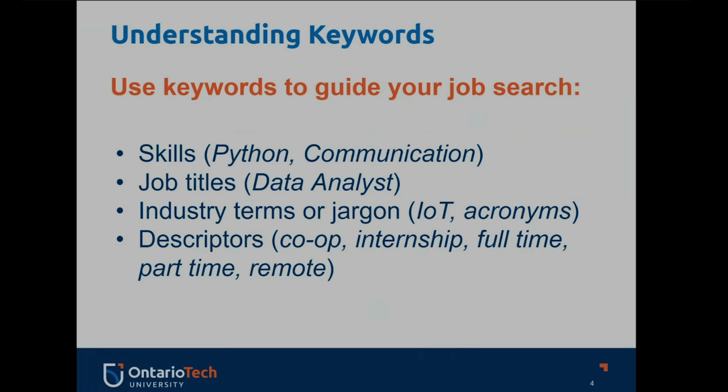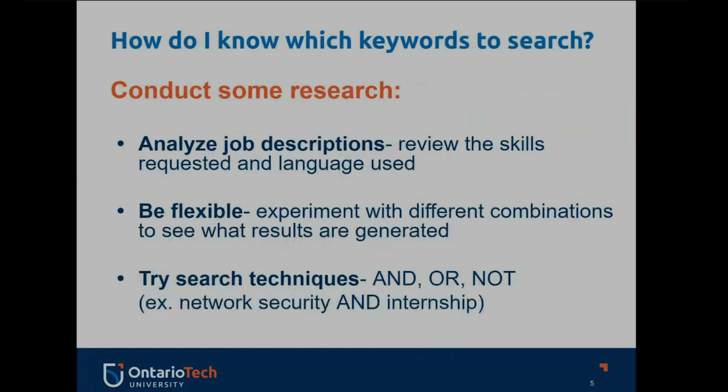So job title is also really important. Understanding what job titles the job you're looking for, or the jobs you would like to apply for, fall under. Another thing to consider when searching is industry terms or jargon. So IoT or any acronyms, which will help narrow or guide your search, as well as descriptors: co-op, internship, full-time, part-time, remote, which will then further focus your job search. I'm going to talk about a few of these things in the next slides.